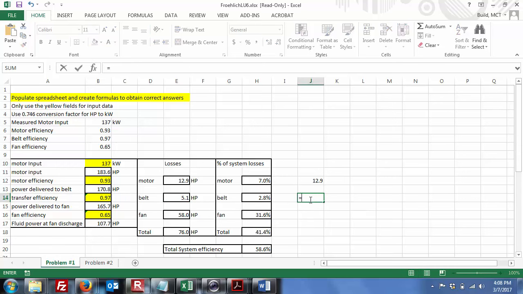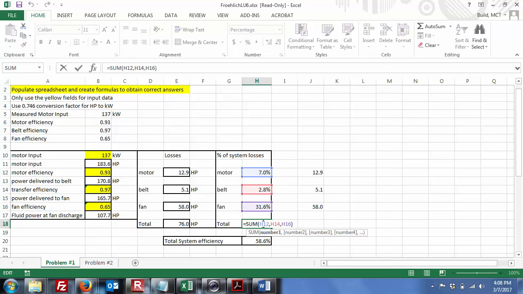We can just do equals. Actually, another quick and slick way to do it with Excel is just to copy. So Control C, Control V. So it's just a relative function. Control V again. So we can see that's my motor input minus the belt output. This is from the belt to the fan, and this is finally what comes out of the fluid discharge once the fan does its thing. So at each point, we're losing some power, and let's just see how we get to this one.